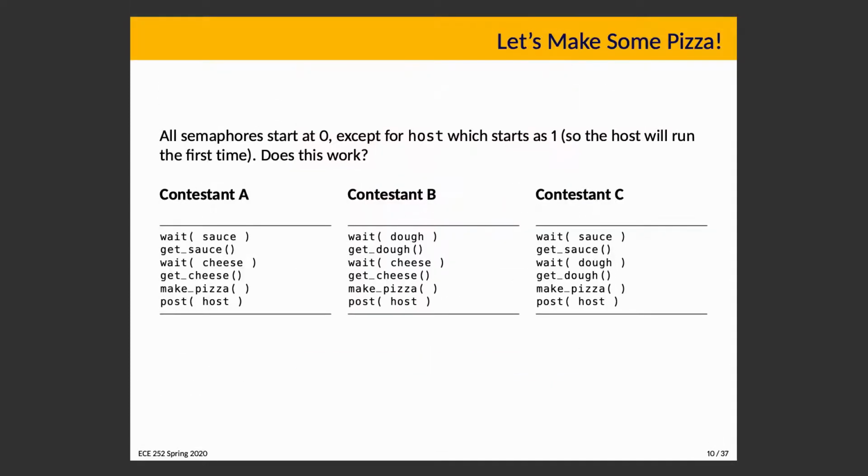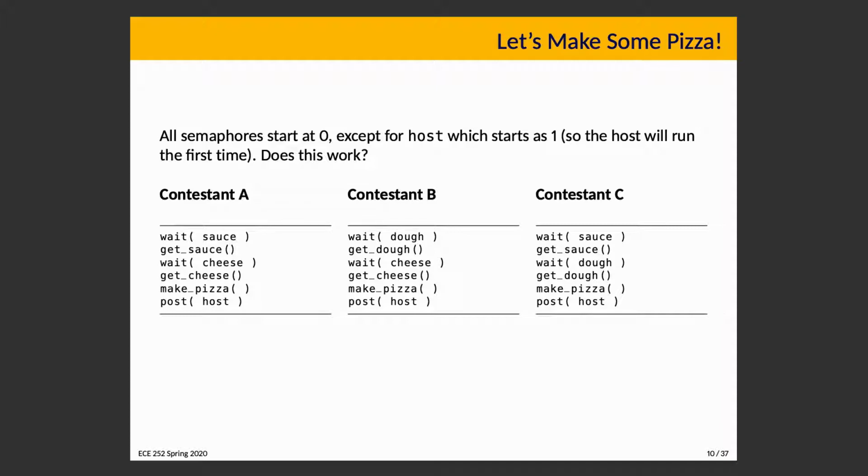Okay, so let's imagine then that we want to make some pizza, and this is our first draft of our solution. All semaphores start at 0 except for the host, which starts at 1, so the host will run the first time. I don't want the host to get blocked immediately when the host is going to start. But let's get started. Contestant A waits for sauce. When sauce is signaled, get sauce. When cheese is available, get cheese. Make pizza, and then tell the host, let's go. Next.